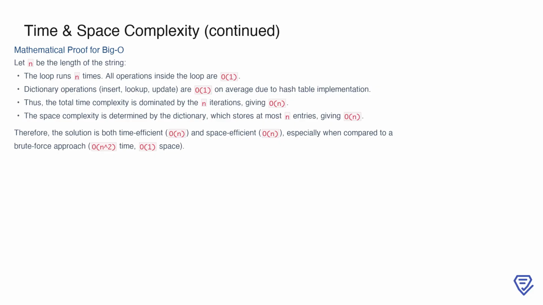All operations inside the loop, such as dictionary insertions, lookups, and updates, are O(1) on average due to the hash table implementation of Python dictionaries. This means the total time complexity is O(n), because the loop dominates. For space complexity, the dictionary stores at most n entries, one for each unique character in the string. Since each entry requires constant space, the overall space complexity is O(n).